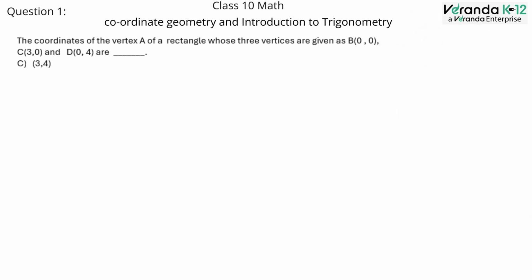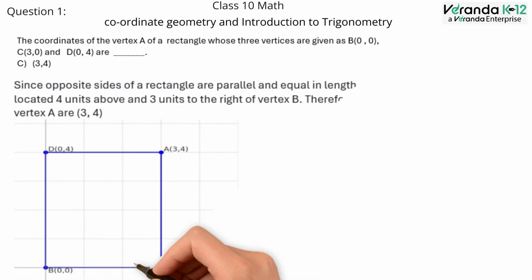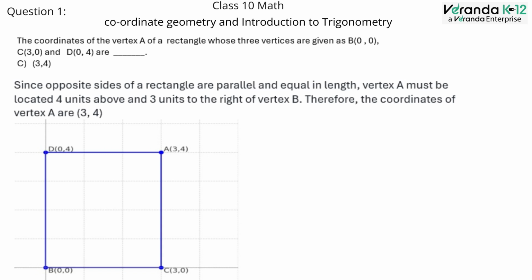The question is, the coordinates of the vertex A of a rectangle whose three vertices are given as (0, 0), (3, 0) and (0, 4) are dash. Since the opposite sides of a rectangle are parallel and equal in length, vertex A must be located 4 units above and 3 units to the right of the vertex B. Therefore, the coordinates of vertex A are (3, 4). So, option C is the correct answer.